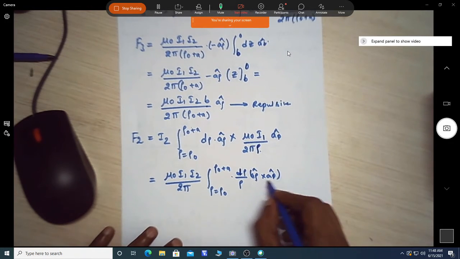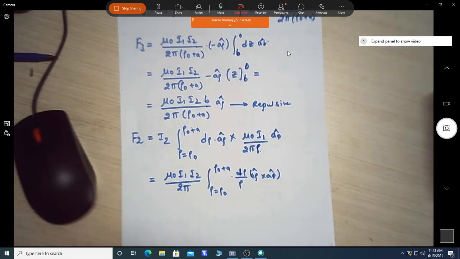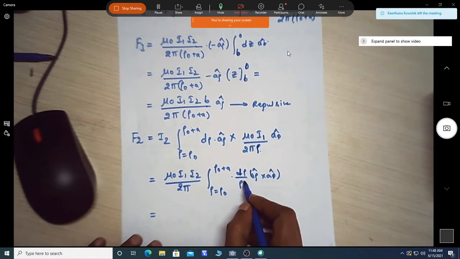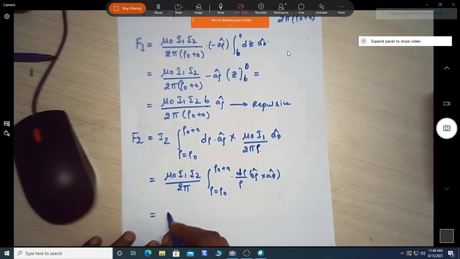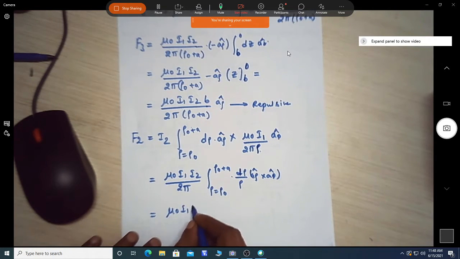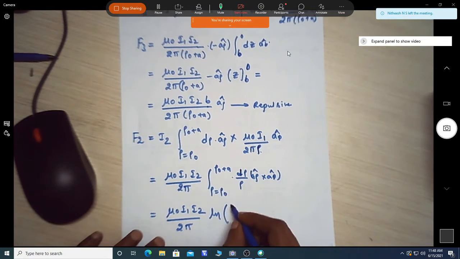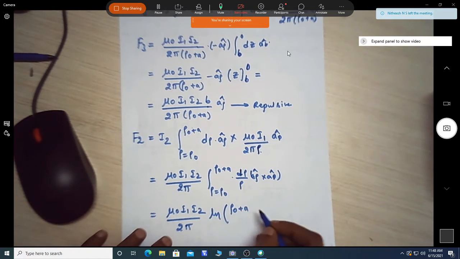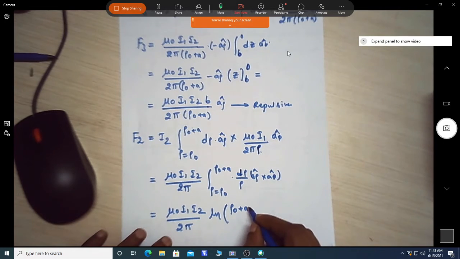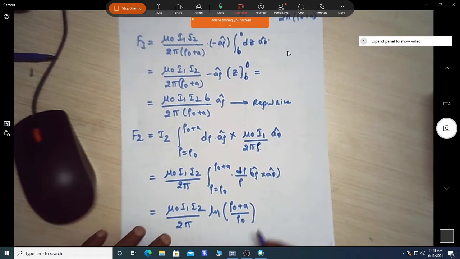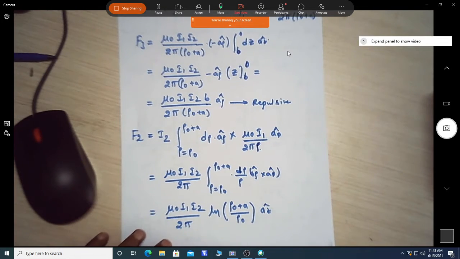So this will give the direction, unit vector direction a_z. Now if I integrate this one, it will give ln, so that we can write it as mu naught I1 I2 divided by 2 pi into ln of rho naught plus A by rho naught in the a_z direction.